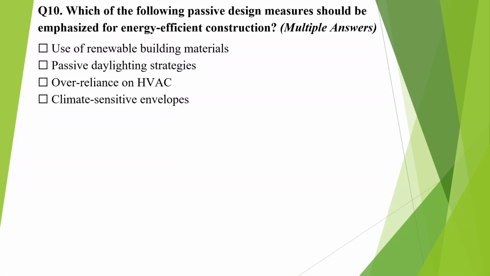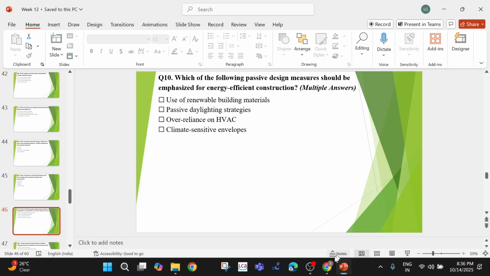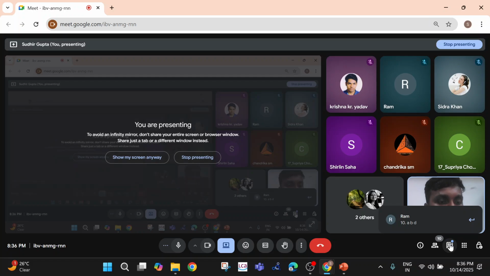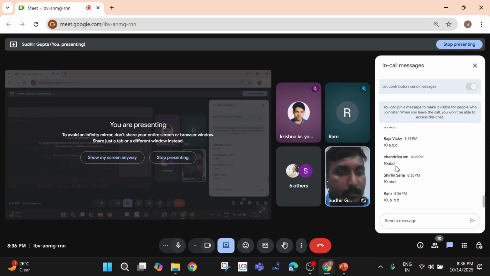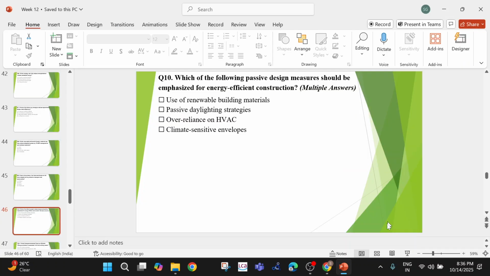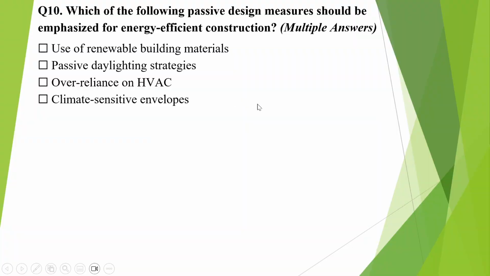So here, as I can see, out of several participants that have joined, now how many of you have answered it? Ram, Silin, Chandrika, Vicky, Sidra, many of you have answered and all of you have voted for option A, B, D. Yeah, so here three options are correct, all of you are correct.